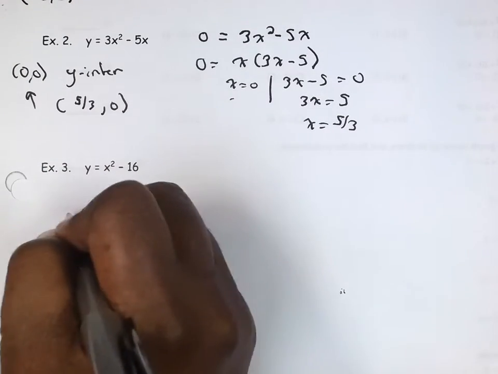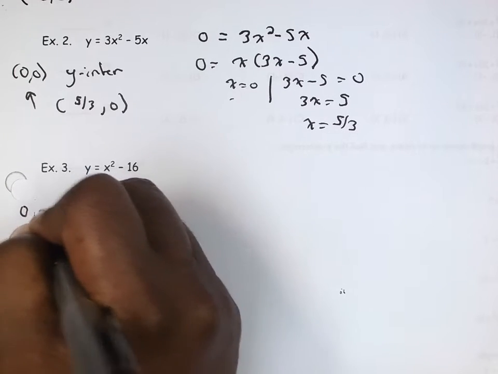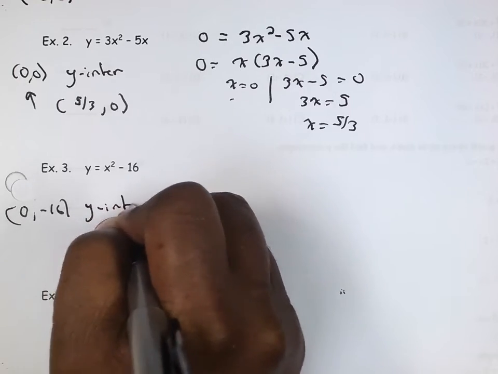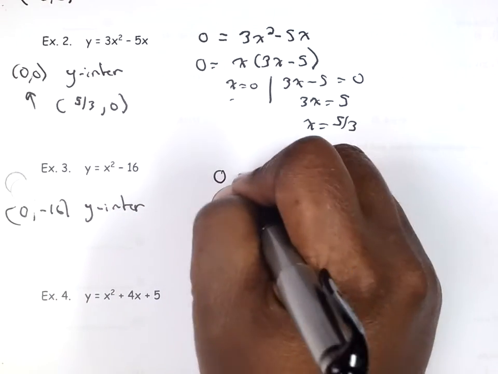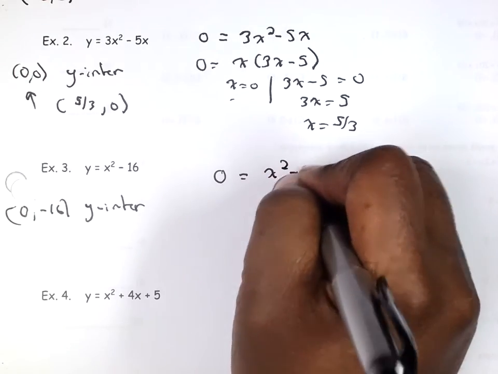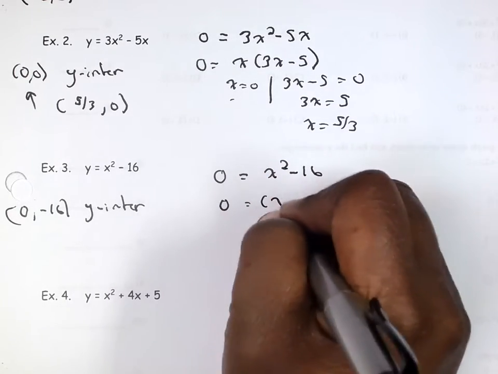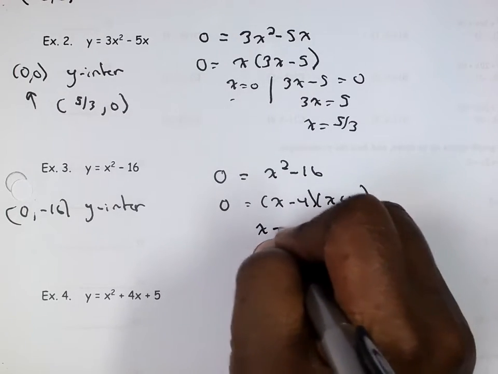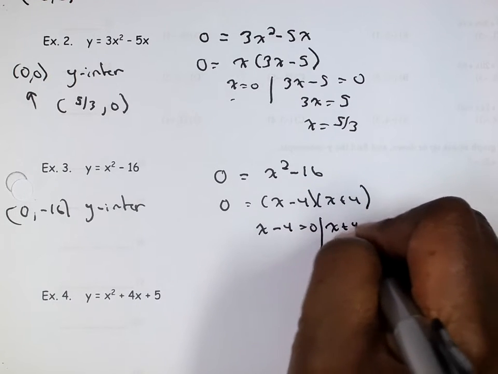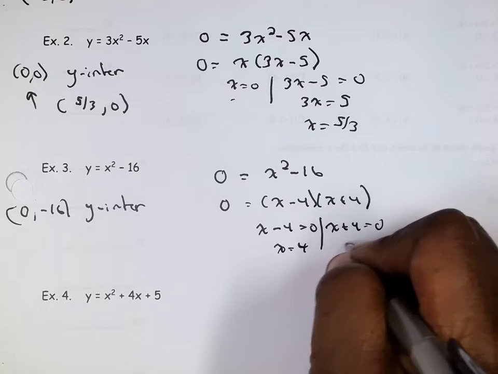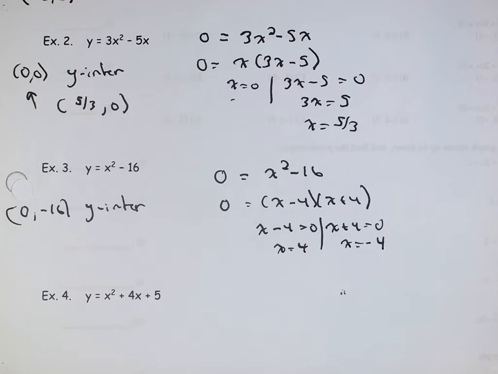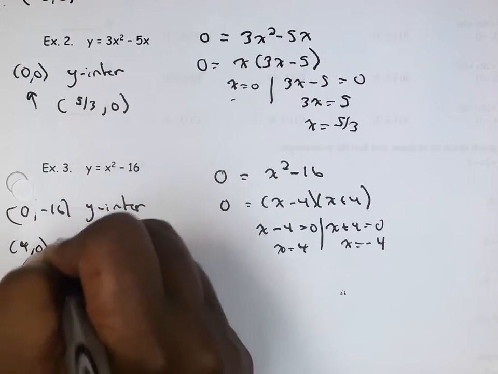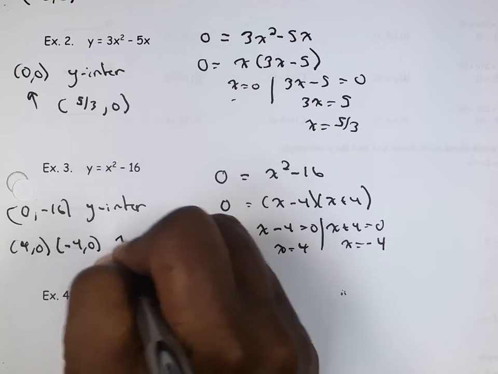Number 3, the y-intercept is (0, negative 16). And then to find the x-intercepts, let y equal 0. Again, this is factorable. It's a difference of two squares. And my solutions are 4 and negative 4. So (4, 0) and (negative 4, 0) are my x-intercepts.